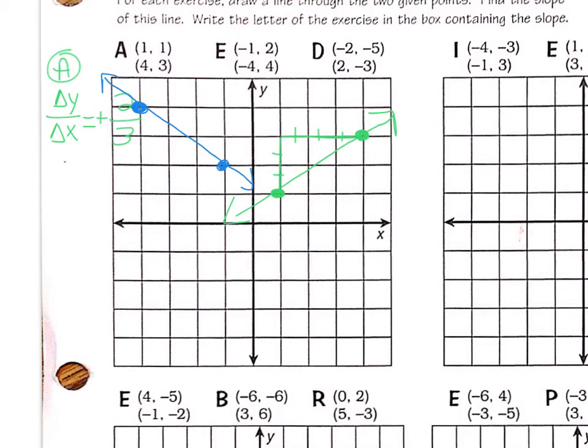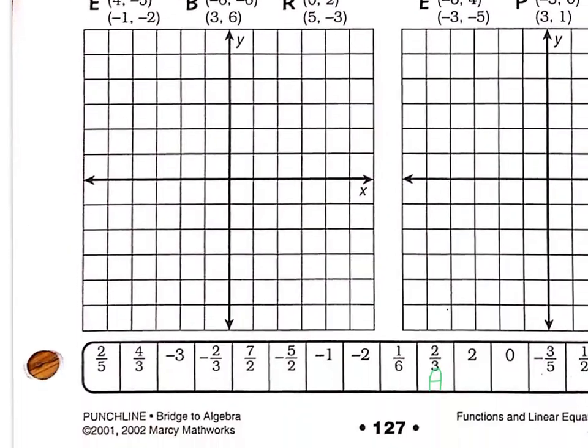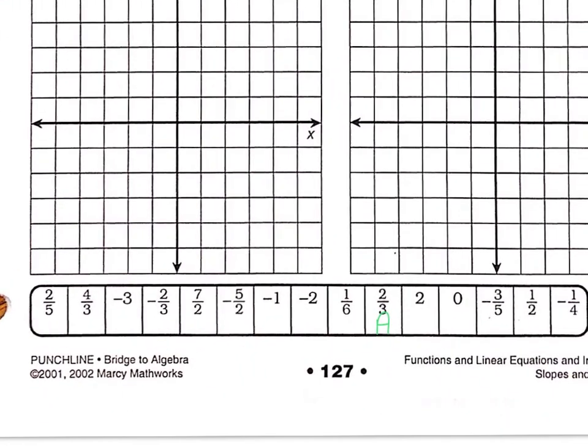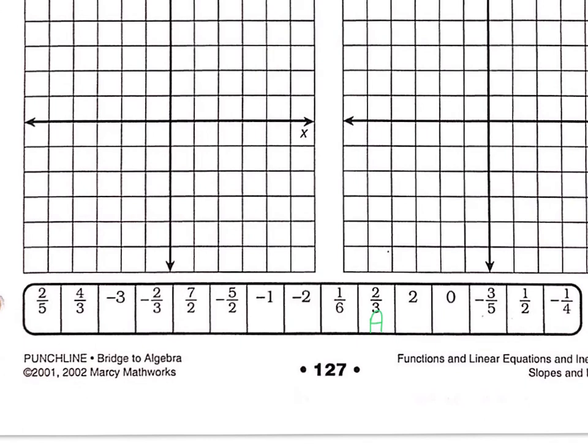So for line E, delta y over delta x, it's a negative slope, so I'm looking for negative. I'm going to draw my triangle, my change in y, my up and down, my rise is 2, my change in x, that's my run, is 3. I get negative 2/3. So I'm going to go back down to my row. I'm going to look for negative 2/3, and I'm going to write the letter E.